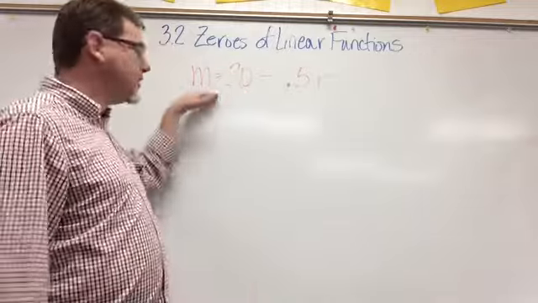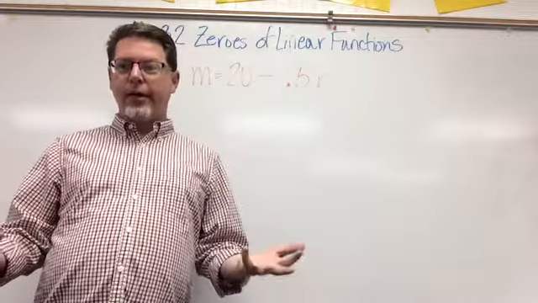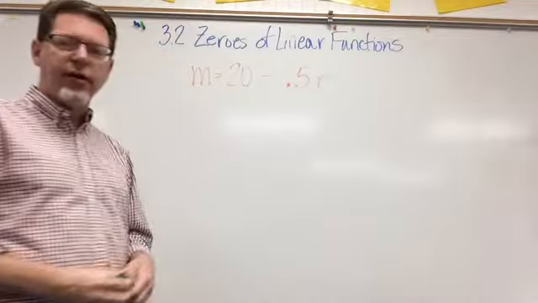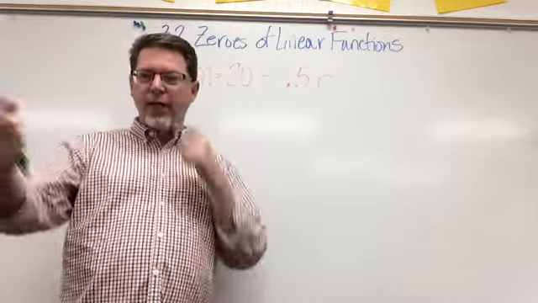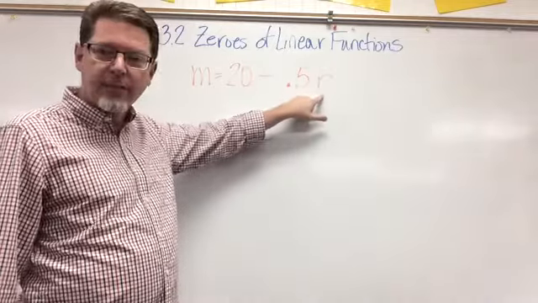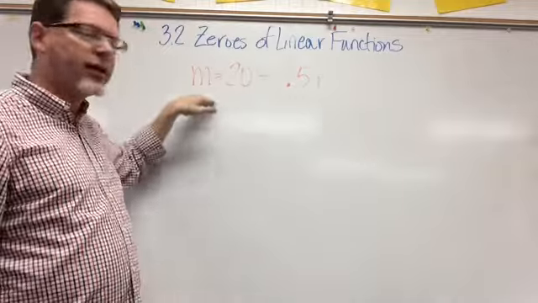Okay? So I need to know how many rides I can ride. When am I going to run out of money? After what ride am I going to run out of money? So I've got an equation. M equals 20 minus 0.5r. The $20 is the money that my mama gave me to go to the fair. The 0.5r means each ride, r, was 50 cents. After how many rides am I going to run out of money?